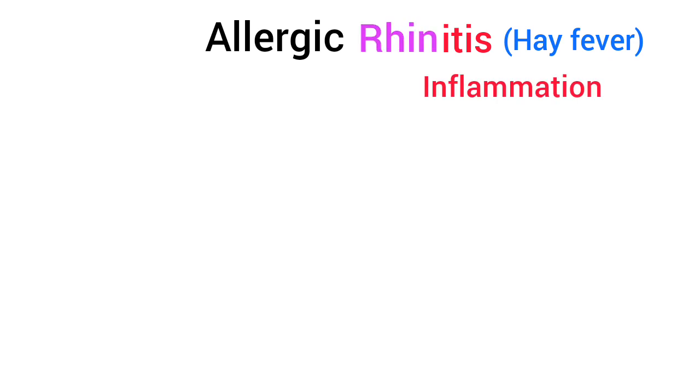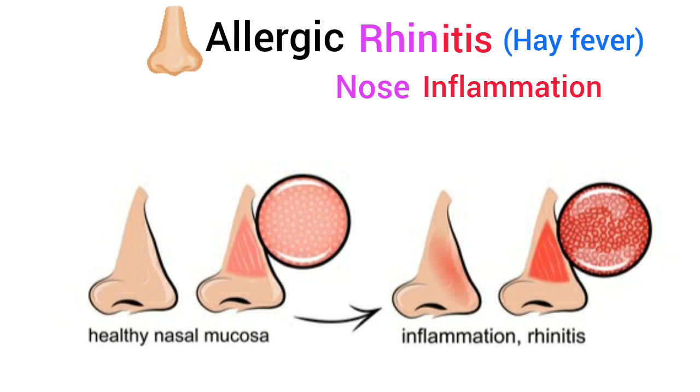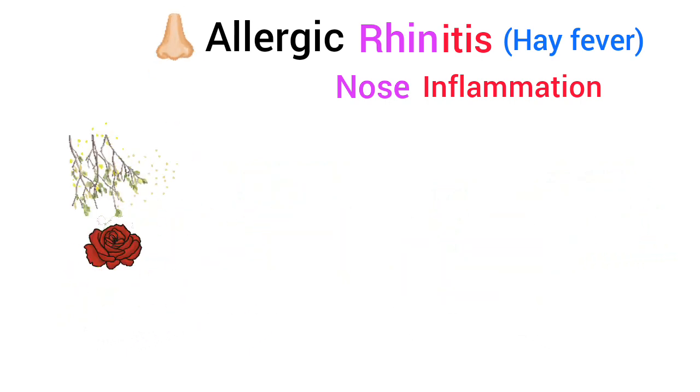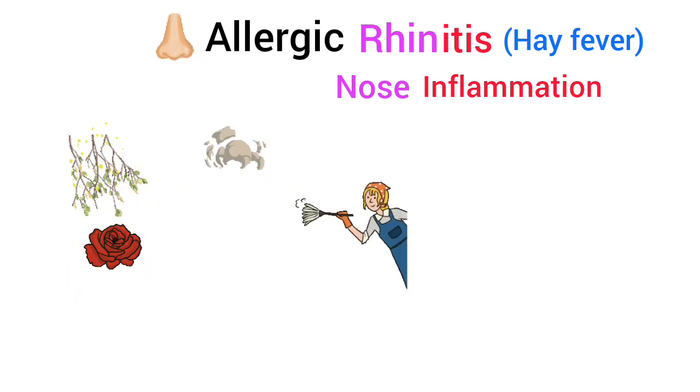Allergic rhinitis, also known as hay fever. As we know, itis means inflammation and rhin means nose, so it's the inflammation of the nasal mucosa, which is the inner layer of the nose, caused by an allergen such as pollen from plants, dust, mold, or flakes of skin from certain animals.